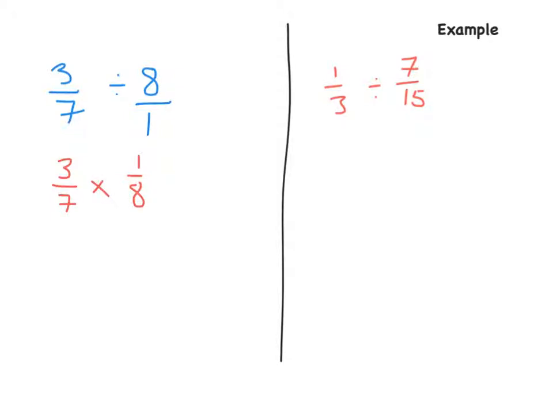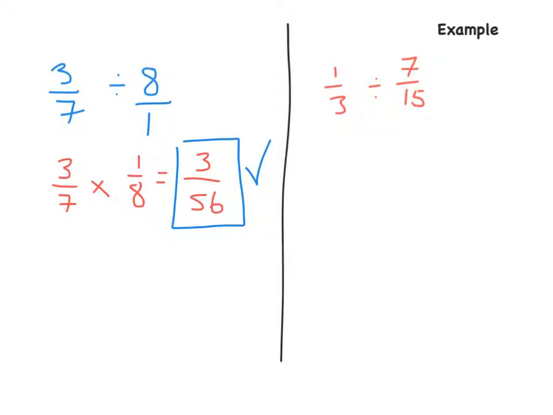We can't cross simplify, so let's just multiply straight across. We have 3 times 1 is 3. 7 times 8 is 56. So our final answer is 3/56.